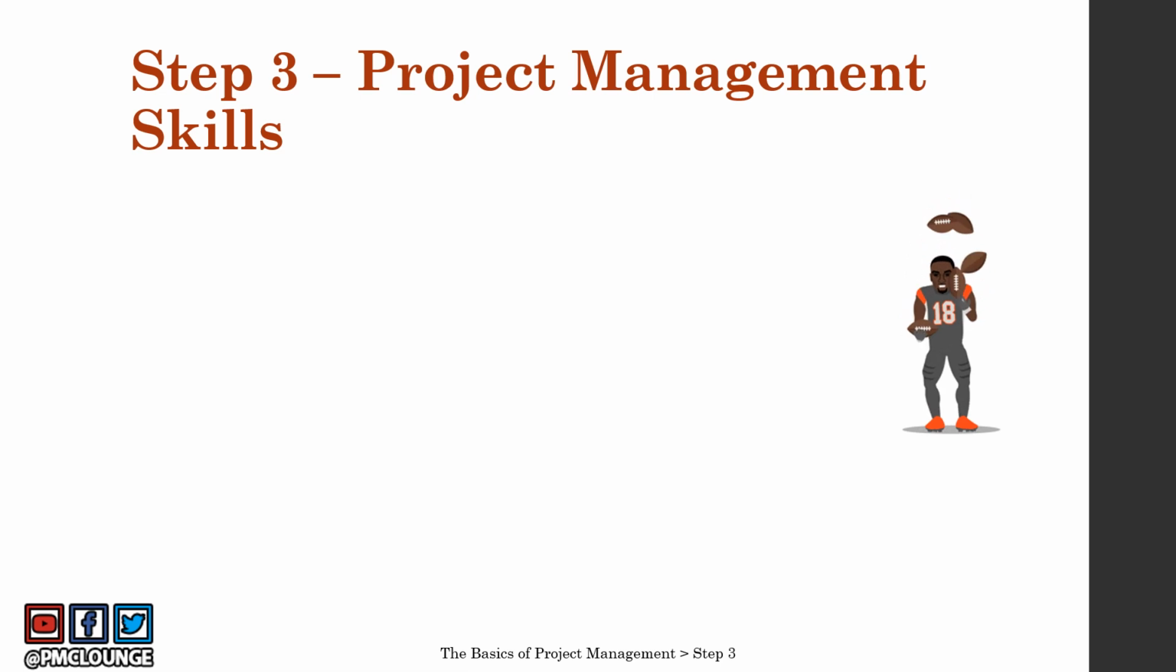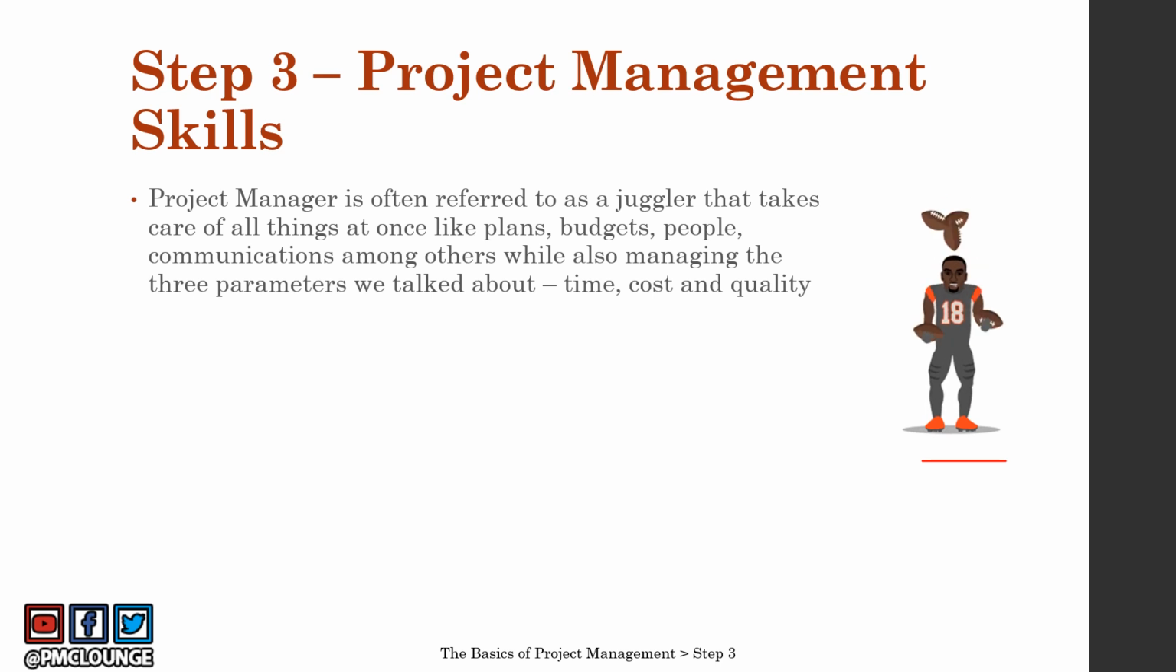Okay, let's talk about the skills of project management. What all skills are project managers supposed to possess? And juggling is actually a good skill to possess. It's just that these balls, they refer to something else. These balls, they refer to plans, budgets, people, communications, among others, while also managing the three parameters: time, cost, quality. So these are basically some of the skills that the project manager needs to juggle all the time.